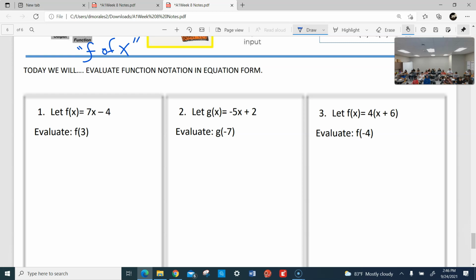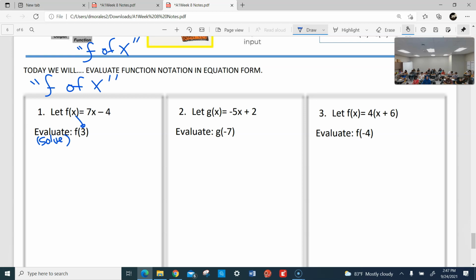So let me read number 1 to you. We're asked to evaluate all these functions in the equation form. So the number 1 reads, let f of x equal 7x minus 4. So this f and x is pronounced, and I'll put it in quotes again, f of x. So they give us this function, and its rule is 7x minus 4. They want us to evaluate, which is another word for solve. They want us to solve this equation if we change the x's to a positive 3. They want to know what we would get.